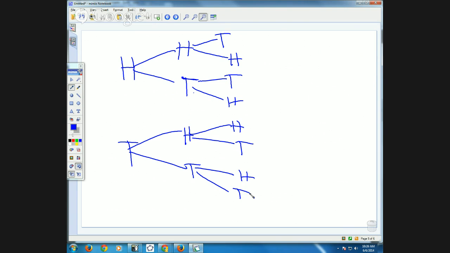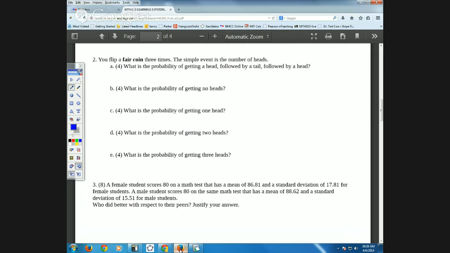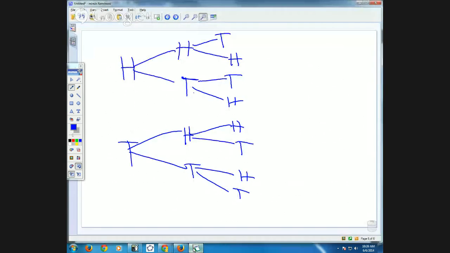What is the question? The first question is, what is the probability of getting a head followed by a tail followed by a head? Which branch has head, tail, head? Yeah. So we can switch here to the highlighter, and then you can trace that branch. Head, tail, head. That's the only branch that does exactly that order. How many possible branches are there? 8. So the probability of question number 1 is 1/8.